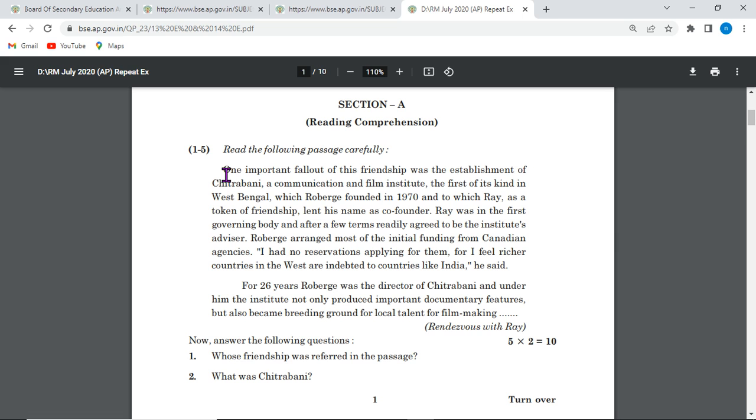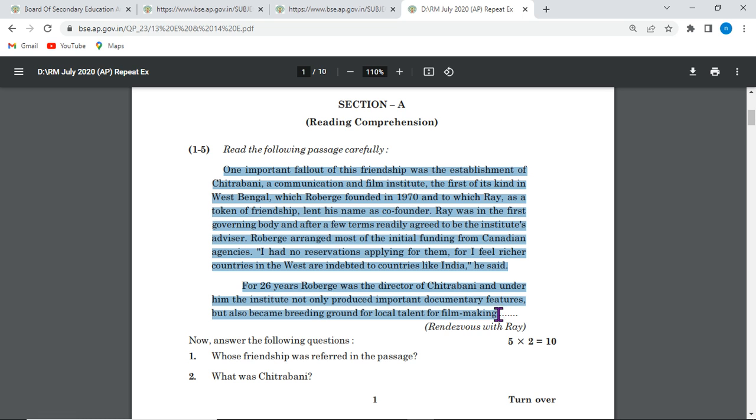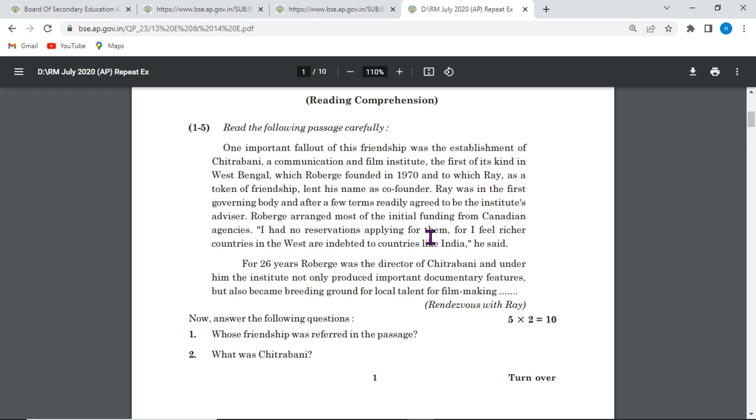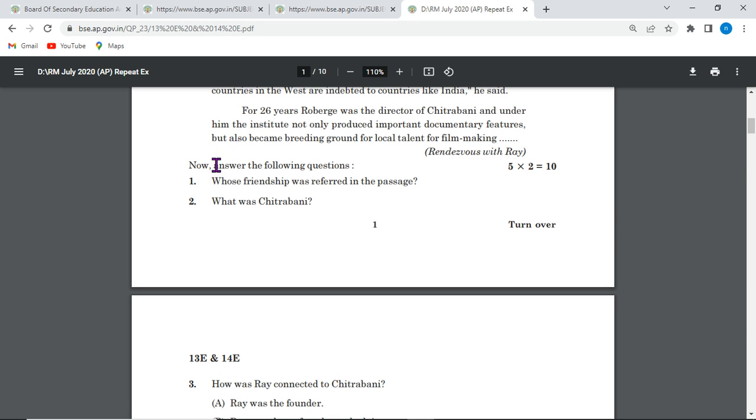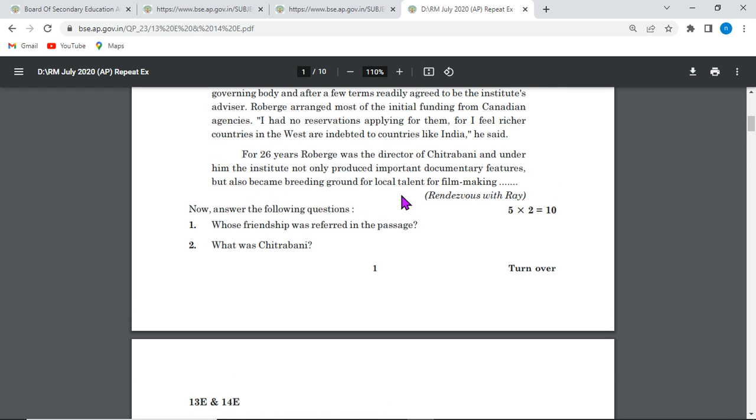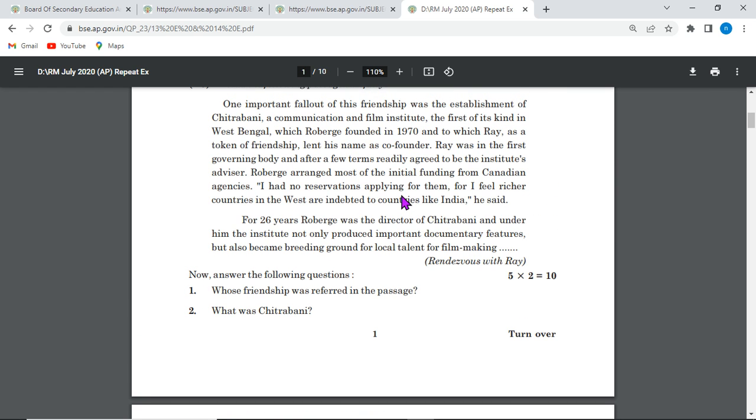So read between the lines and read beyond the lines sometimes by understanding the key vocabulary presented in this passage. Now let us look at the questions. Answer the following questions. Whose friendship was referred in the passage? పై ప్యాసేజ్లో ఎవరి యొక్క ఫ్రెండ్షిప్ని మెన్షన్ చేయబడింది.